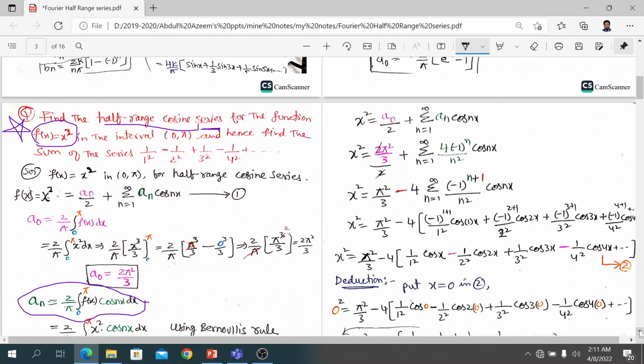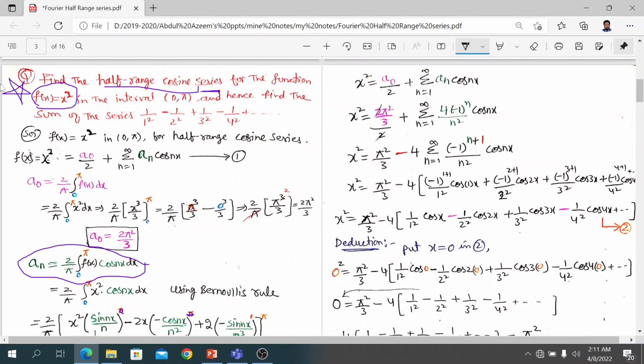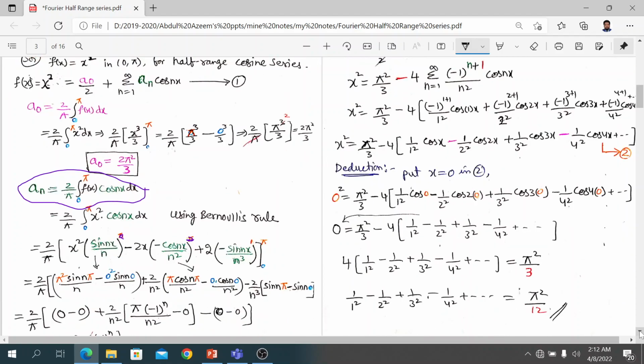Next question, this is very important from the examination point of view. Find the half range cosine series for the function f of x is equal to x square in the interval 0 to pi, and hence find the sum of the series 1 by 1 square minus 1 by 2 square plus 1 by 3 square minus 1 by 4 square and so on. Now let us go.